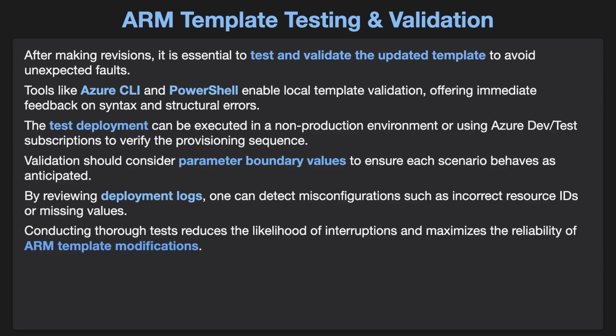Tools like Azure CLI and PowerShell enable local template validation, offering immediate feedback on syntax and structural errors. The test deployment can be executed in a non-production environment or using Azure Dev/Test subscriptions to verify the provisioning sequence. Validation should consider parameter boundary values to ensure each scenario behaves as anticipated. By reviewing deployment logs, one can detect misconfigurations such as incorrect resource IDs or missing values. Conducting thorough tests reduces the likelihood of interruptions and maximizes the reliability of ARM template modifications.